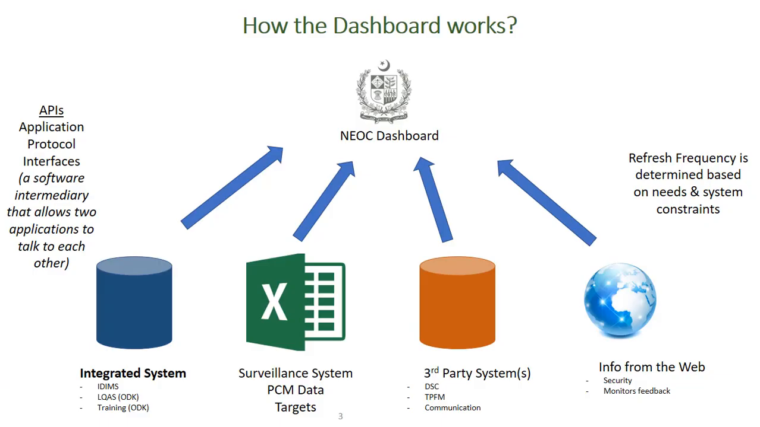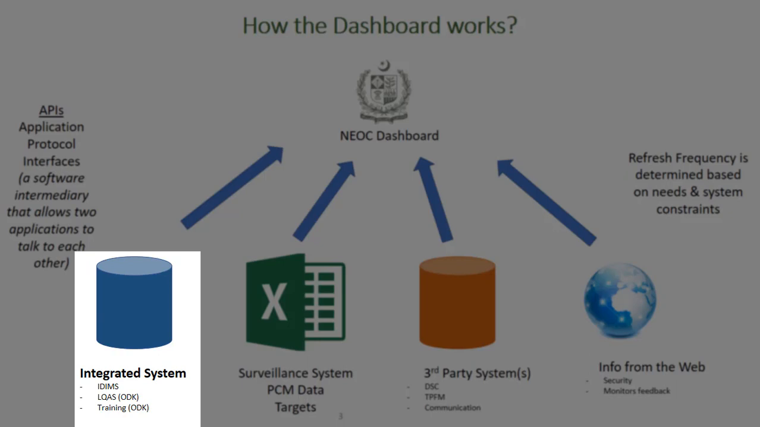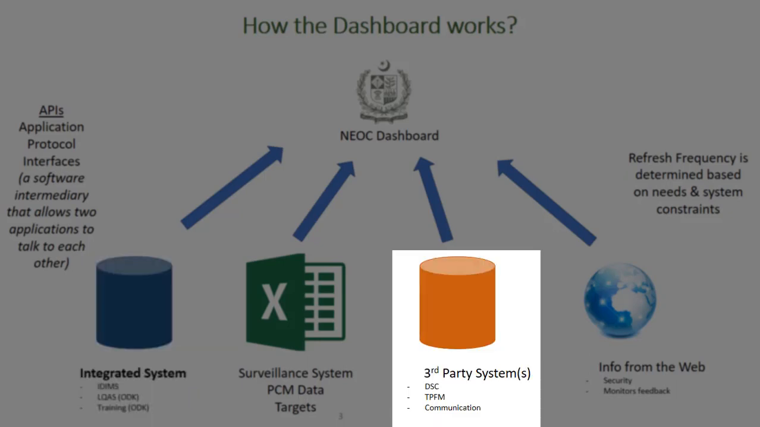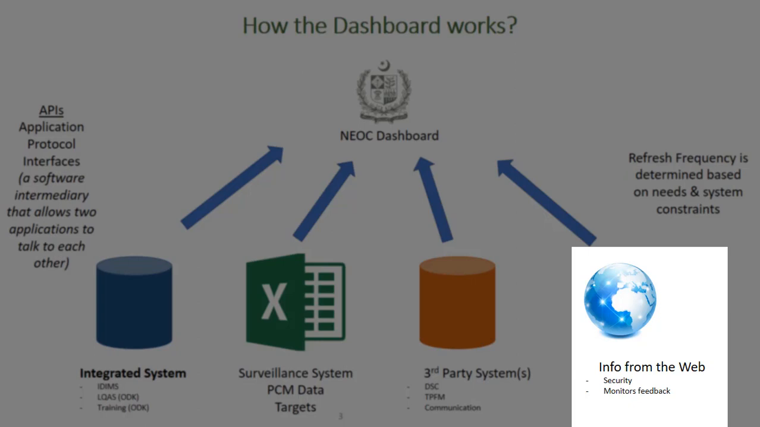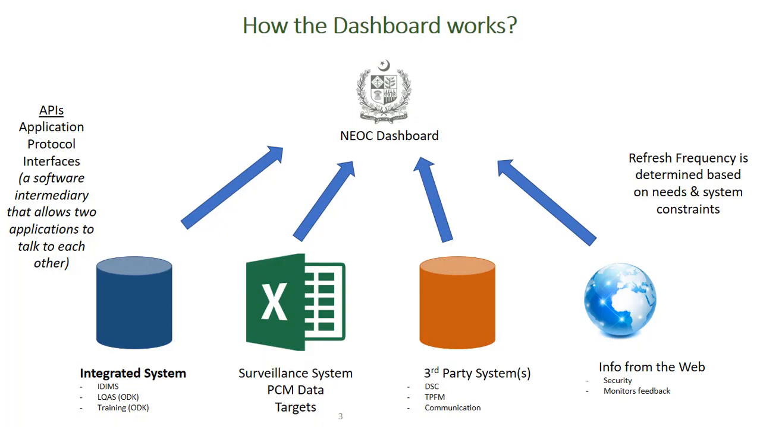NEOC BI solution is an automated system where we have integrated almost 37 sources of data. The sources include internal systems such as IDIMS, ODK, and third-party solutions such as Data Support Center, TPFM, 1166 call center using API, and we update the data of the surveillance system using Excel file. Few systems populate the data into the dashboard via web browser, such as polio security incidents and federal monitor data. These source data are updated based on defined frequency, and a few are updated in real time.